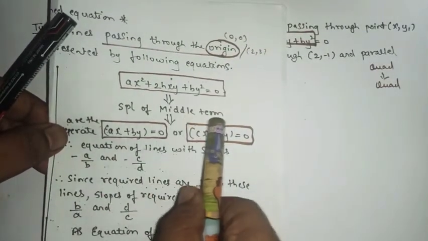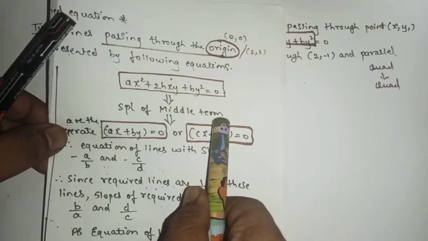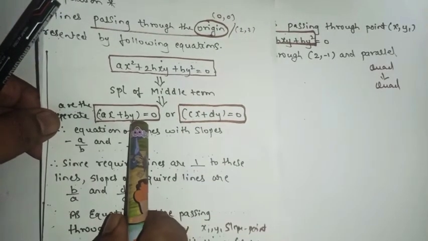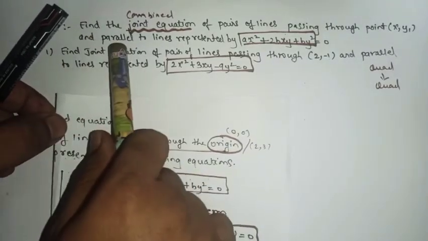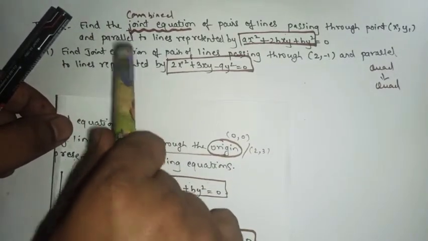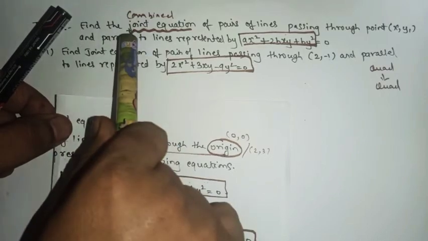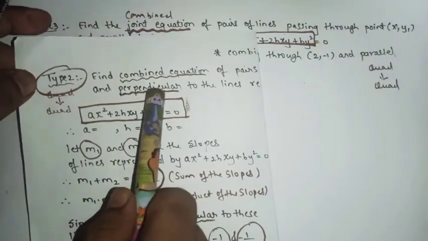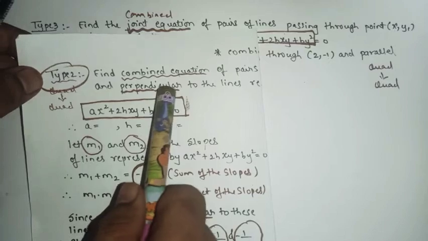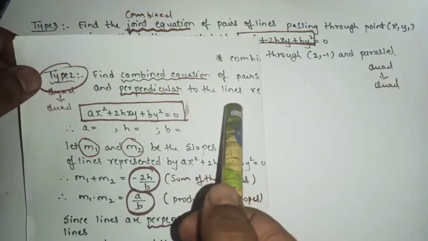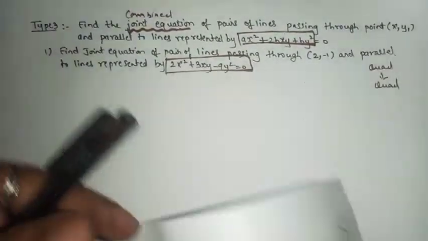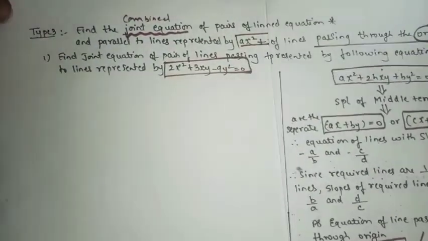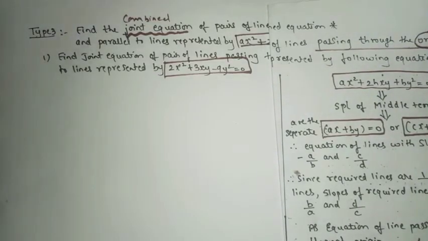First you have to check whether splitting of middle term is possible or not. Yes or no? After that you will find the slope. As in type number 3 the lines are parallel, so we'll keep the slope as it is. Whenever the word comes perpendicular, as I had explained, the slope will be reciprocal with opposite symbol. So for type number 3 you will keep the slope as it is. So we'll start with the presentation.